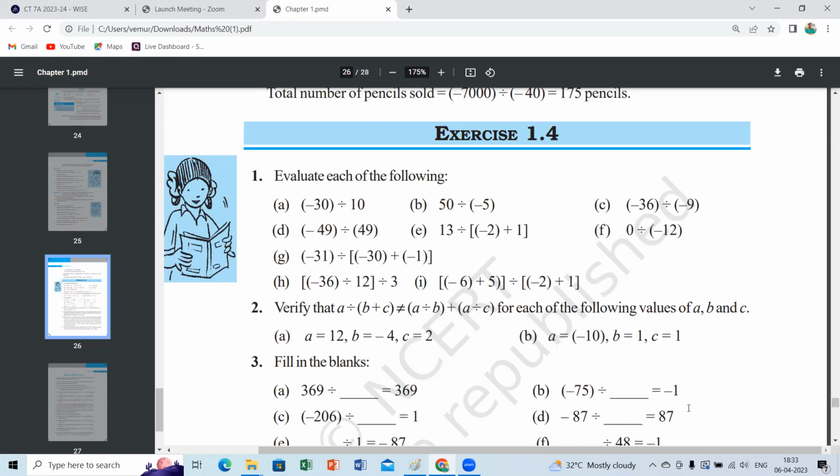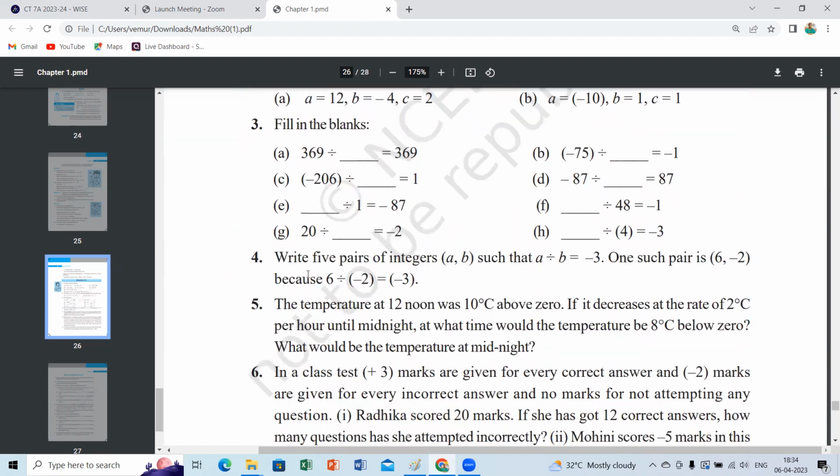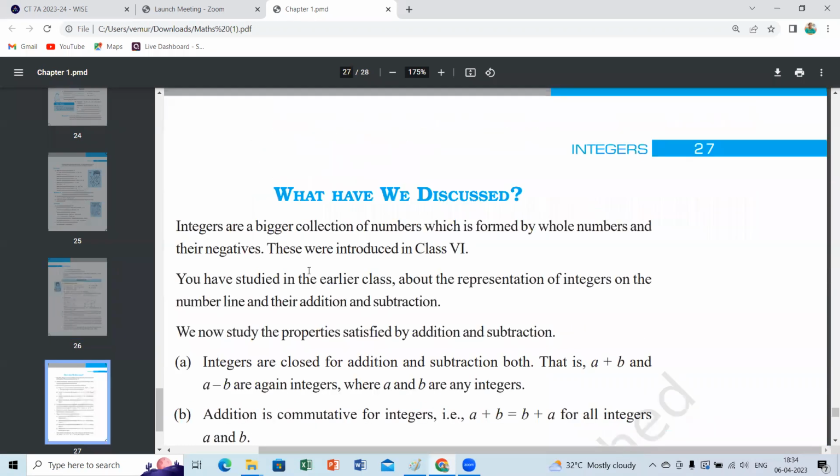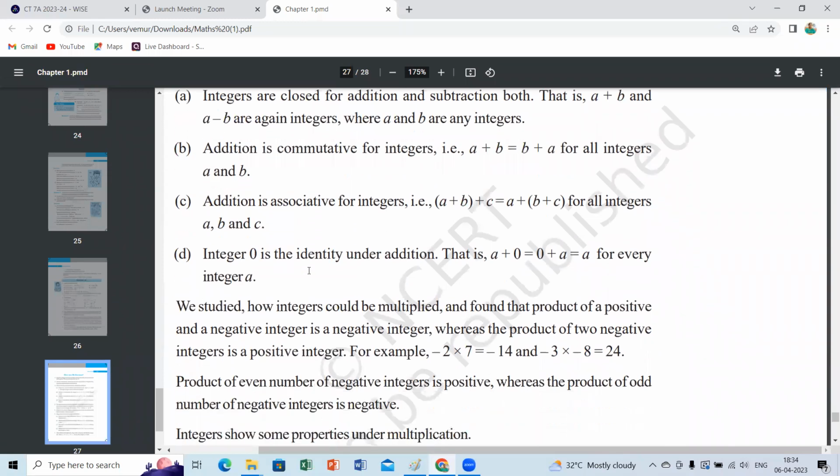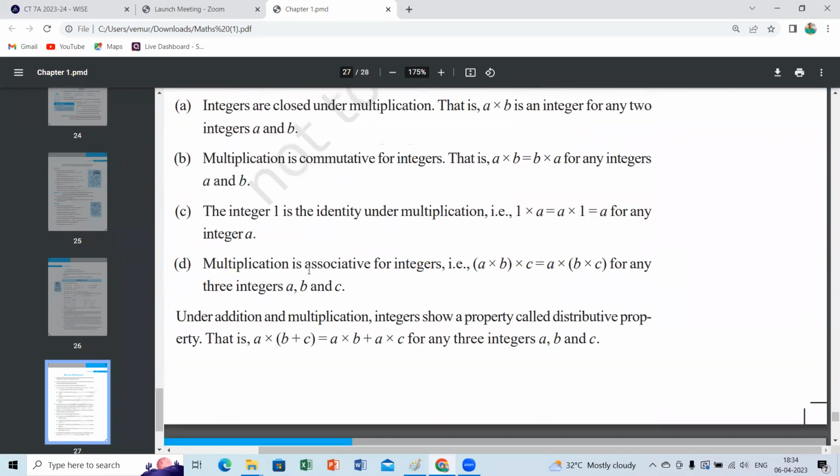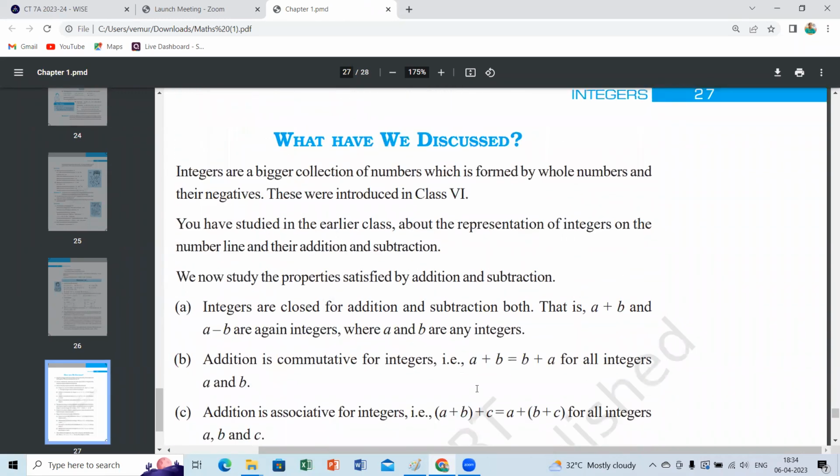We will start another new chapter in the next class, which is fractions and decimals. And today, any one of you, please read all the points we discussed in this class. Points we have discussed. Who will read? Varshita or Anubhav? Ma'am, can I? Yeah, please continue.